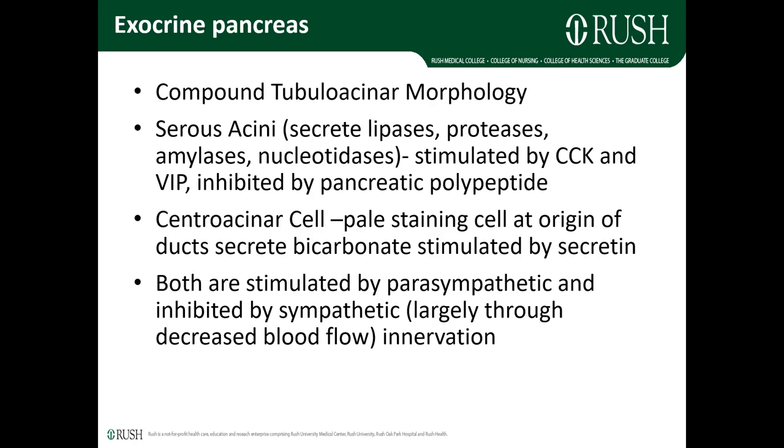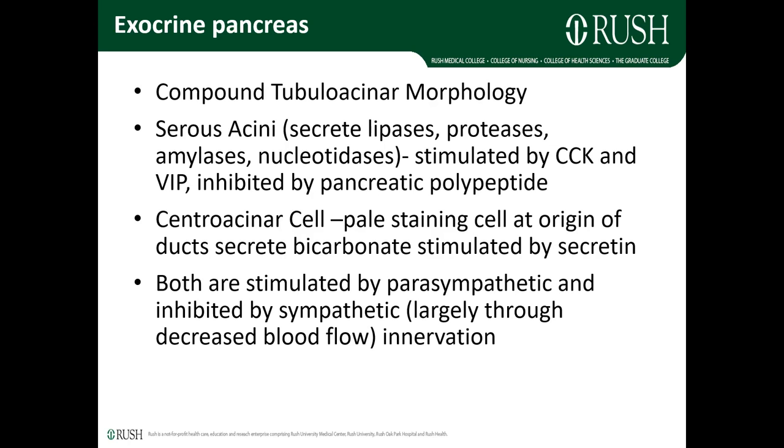Serous acini within the glands secrete lipase, proteases, amylases, and nucleotidases, and are stimulated by CCK, which is cholecystokinin, and VIP, vasoactive intestinal peptide. Centroacinar cells are characteristically present at the origin of ducts in the acini and secrete bicarbonate under the stimulation by secretin, a hormone released into the bloodstream by the duodenum, especially in response to acidity, to stimulate excretion by the liver and pancreas.